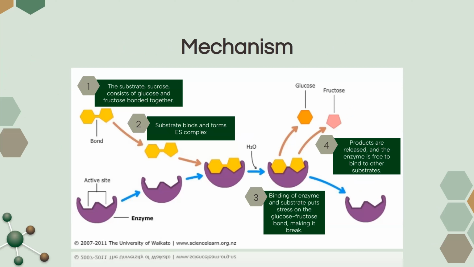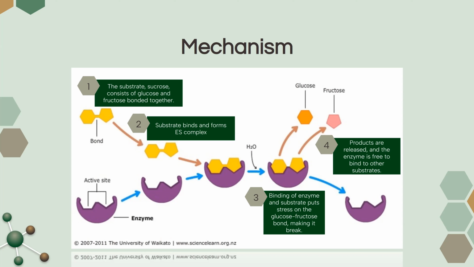Now let's talk about the exact mechanism of sucrase, which uses a hydrolysis mechanism for catalyzing products. The substrate sucrose, which is composed of bound glucose and fructose, comes in and binds to the 2 active sites on the sucrase enzyme. This interaction forms an enzyme-substrate complex. The binding of the substrate in the enzyme puts stress on the glucose-fructose bond that makes up sucrose and makes it eventually break.